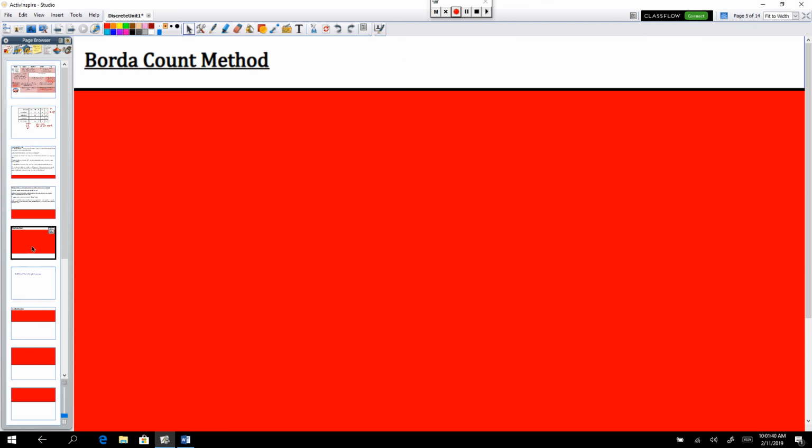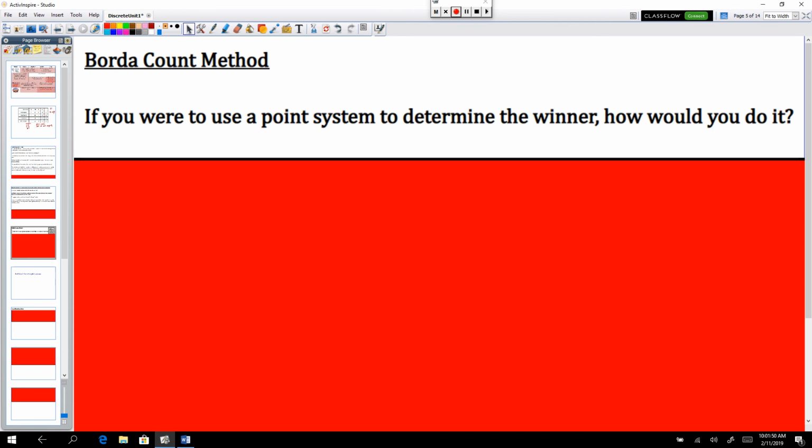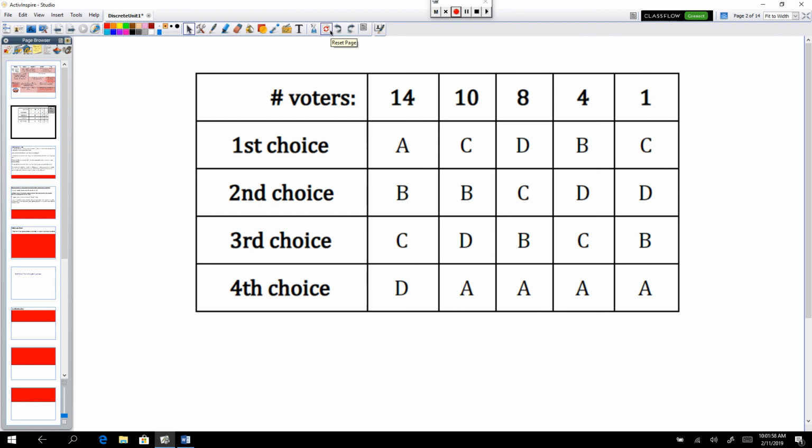Now, we'll look at our second method, the Borda count method. The Borda count method works on a point system. So if you were to use a point system to determine the winner, how would you do it? When I asked this question in class, several students said, well, if I look at my preference schedule, I notice that we've got first, second, and third choice, and so I would award points for each place. Maybe I would award them 1 point for first place, 2 points for second, 3 points for third, and 4 points for fourth, and then score it like golf. Whoever has the smallest score wins.